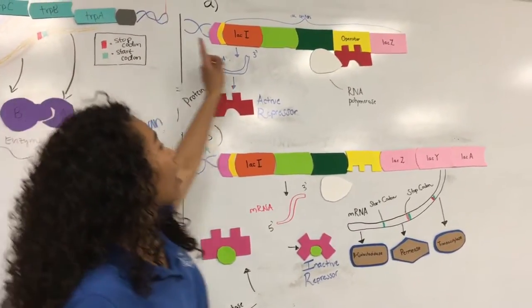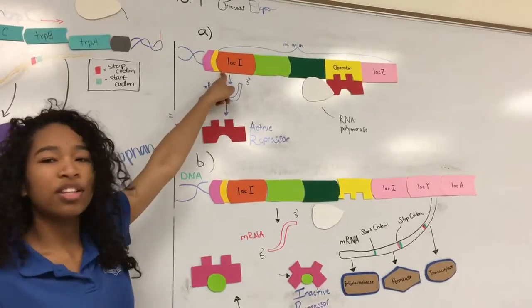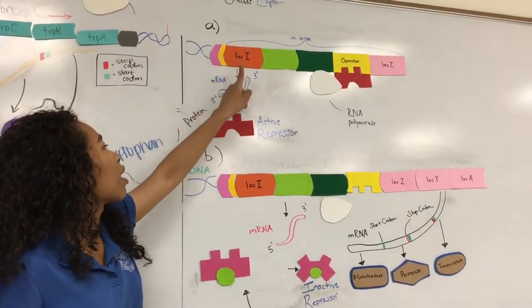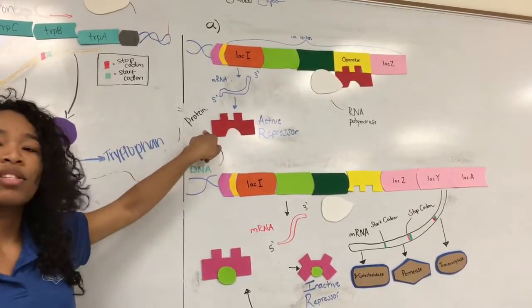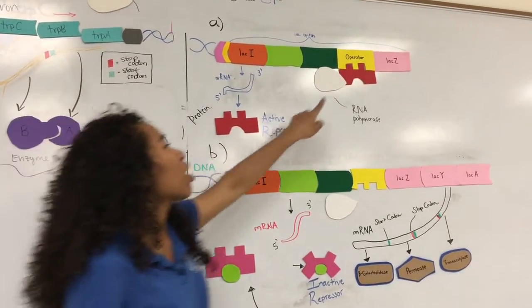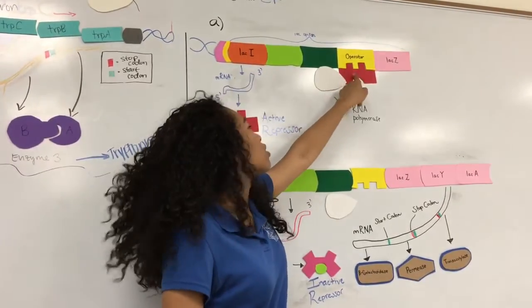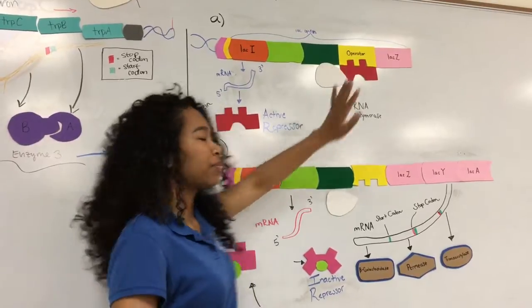In the first situation, lactose is not present. So here you have the lac operon, and the regulatory gene lacI transcribes mRNA, which codes for an active repressor. The active repressor binds to the operator, which hinders the RNA polymerase.